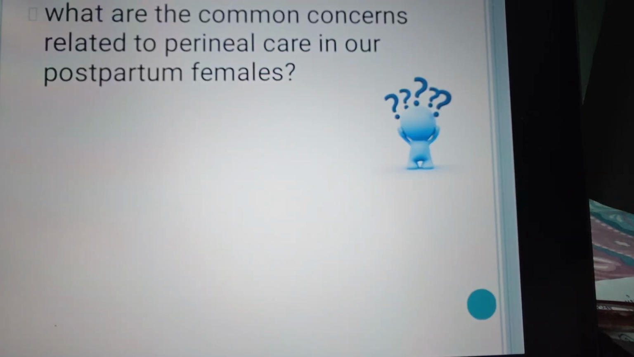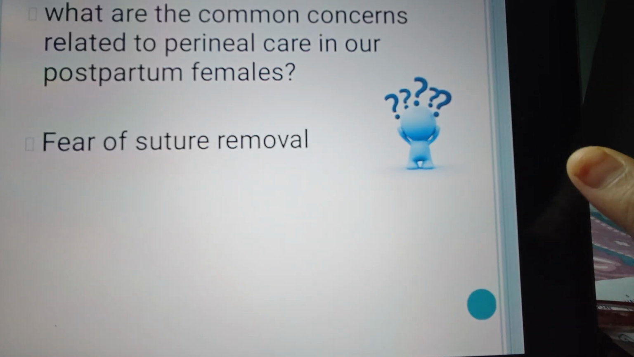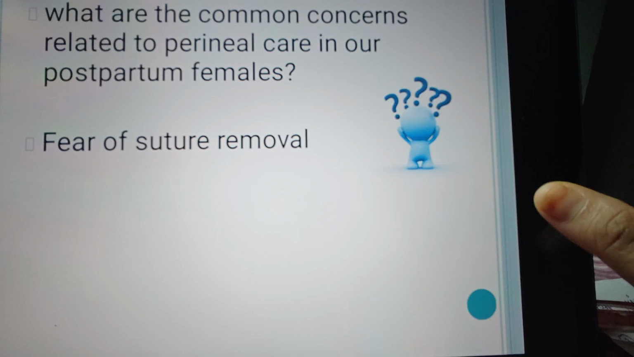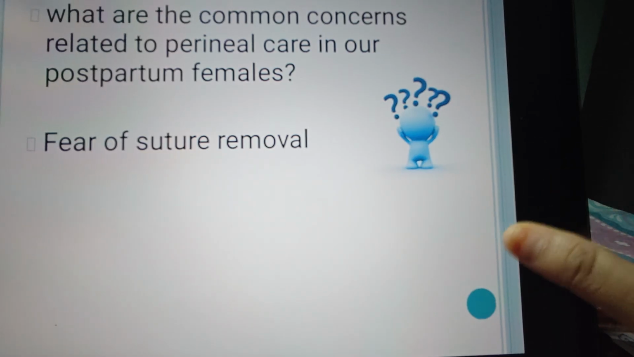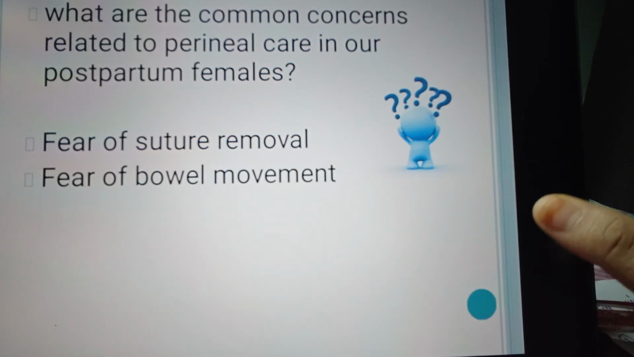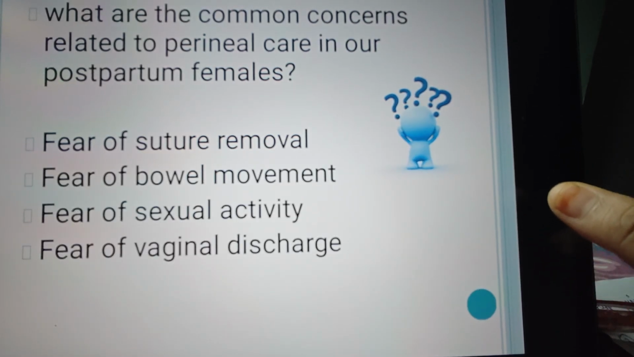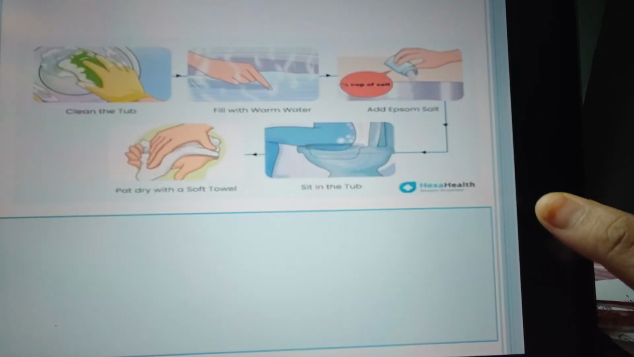What are the common concerns related to perineal care in our postpartum females? So there is the fear of suture removal. We have to advise them that the suture is absorbable and it does not need removal. Then there is fear of bowel movement, fear of sexual activity and fear of vaginal discharge.